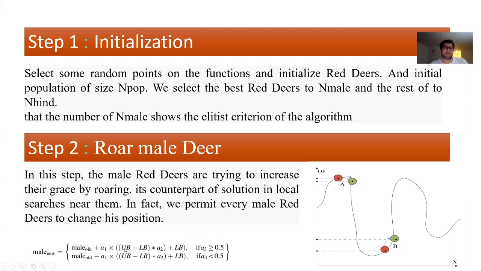It should be noted that UB and LB are the upper bound and lower bound of the feasible area. It should also be noted that metaheuristic algorithms such as the red deer algorithm use a continuous search space. Therefore, we permit every male deer to change his position using this formulation.